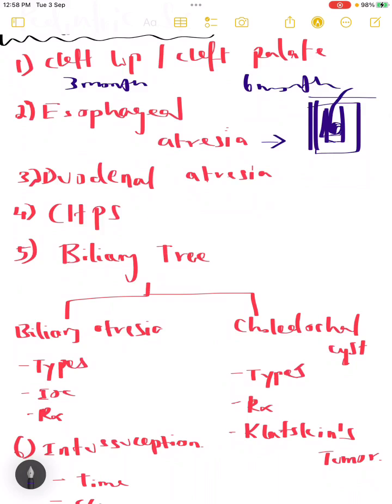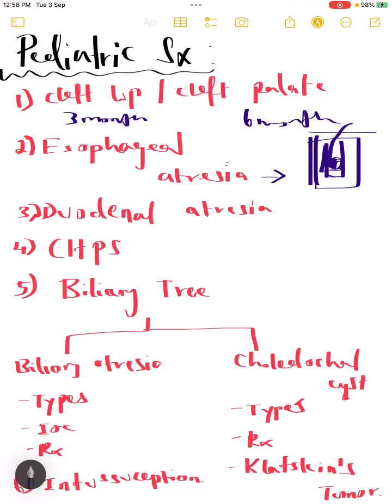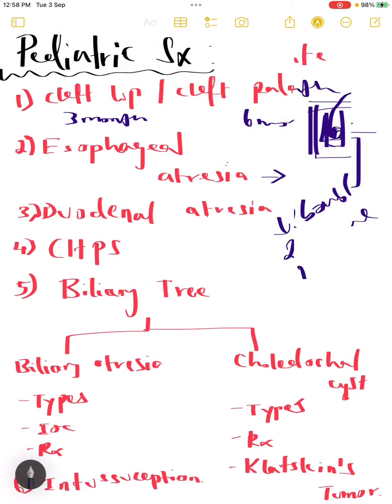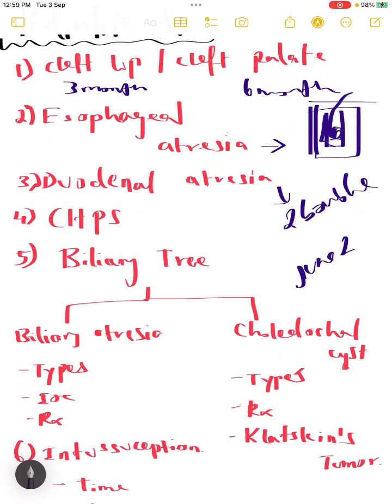Then duodenal atresia. As you all know, duodenal atresia will have a double bubble. Not only duodenal atresia, study about other things also, like jejunal atresia. Recently, in the June 2024 paper, they asked about jejunal atresia. Jejunal atresia means three bubbles, I think. So study about these bubble things from pedia also.